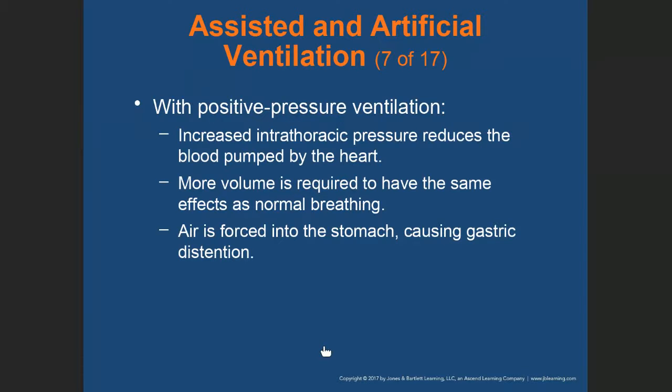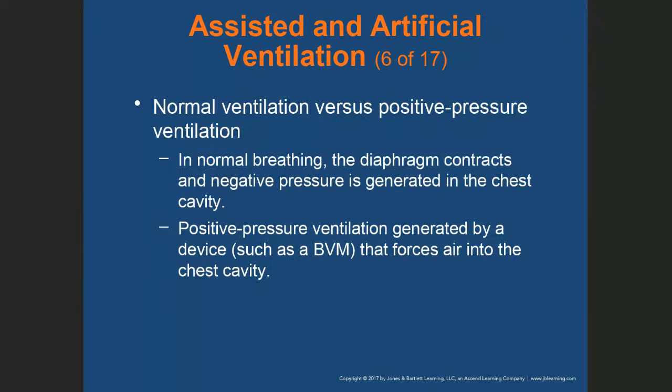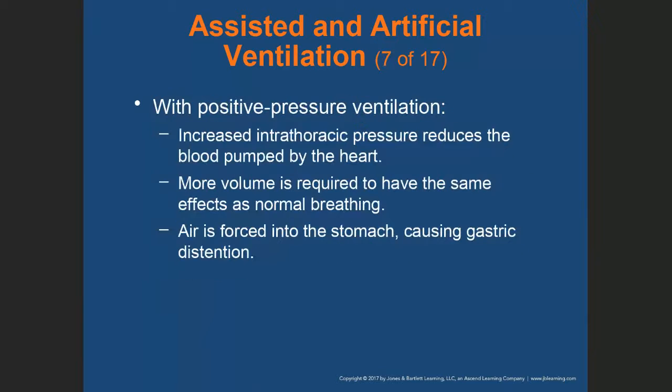Now, with positive pressure ventilation, it's going to cause increased intrathoracic pressure, which reduces the blood pumped by the heart. More volume is required to have the same effects as normal breathing. Air is forced into the stomach, causing gastric distension. So if we're using poor technique, we'll get air into the stomach, and then you have a patient with gastric distension. Once you start to get air in the stomach, the diaphragm is going to shift upwards. So the diaphragm starts to shift upwards, and that will reduce the dead space as the diaphragm moves up.